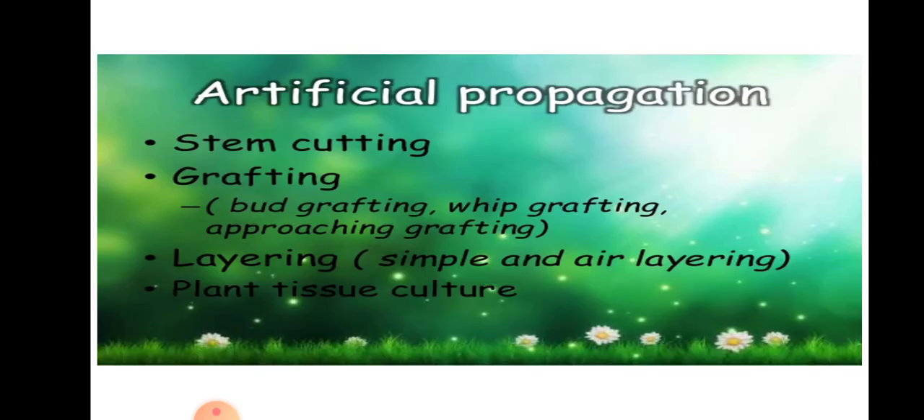Then some other artificial propagative methods are stem cutting, grafting, layering, tissue culture, etc., that we discussed in another class. Thank you.